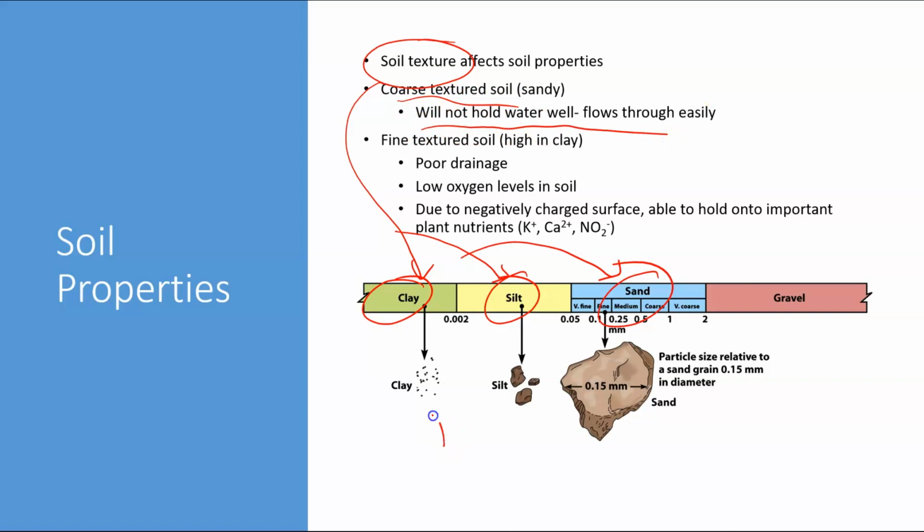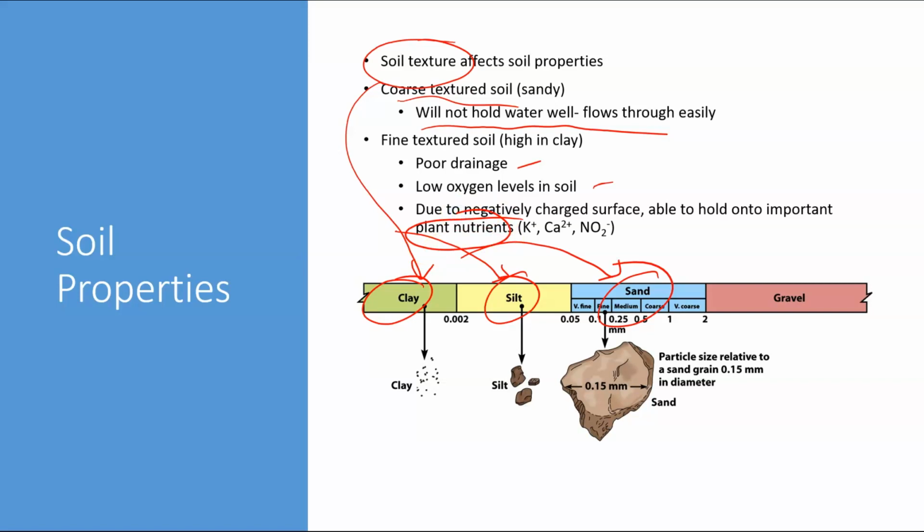Fine textured soil, so soils that would have a high amount of clay, right, would have very poor drainage. So even though there's a lot more of those small particles and actually a higher porosity, water is much less able to percolate or permeate that type of soil. So because of that, they tend to have poor drainage, low oxygen levels, right? But because water does not flow through them very well, they tend to be high in plant nutrients.